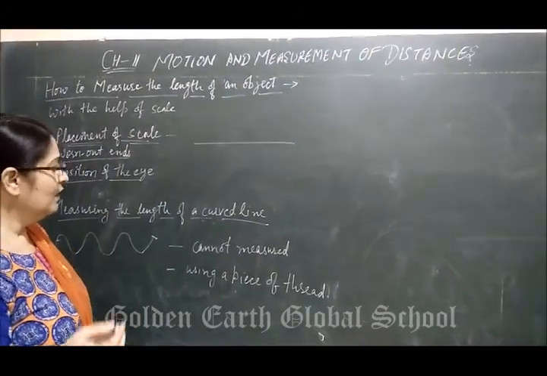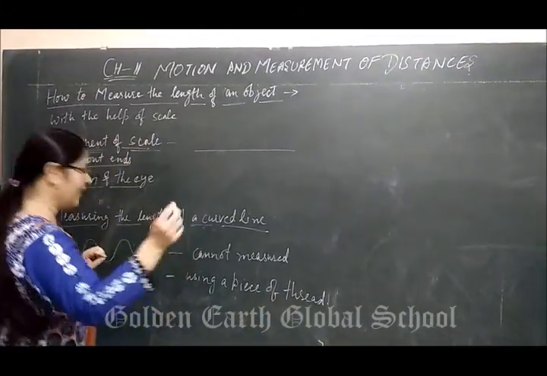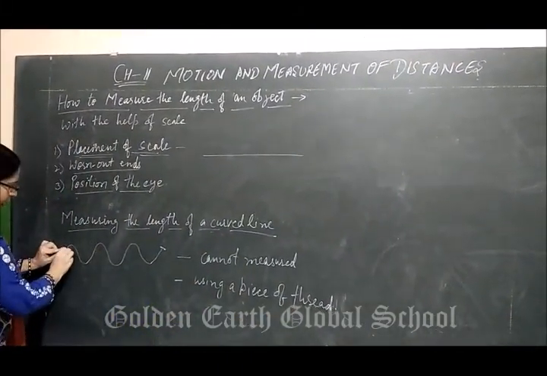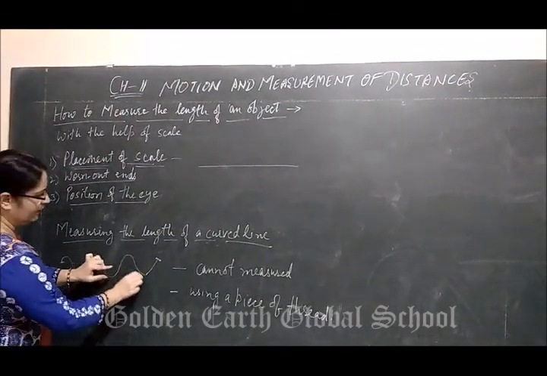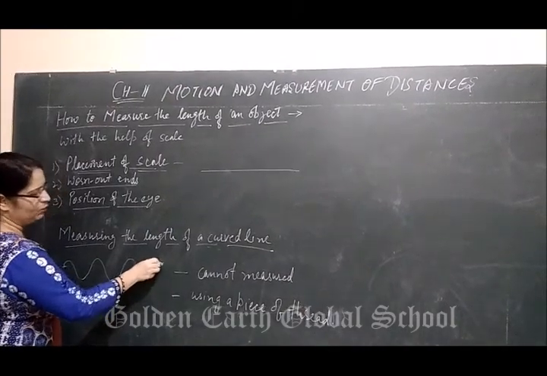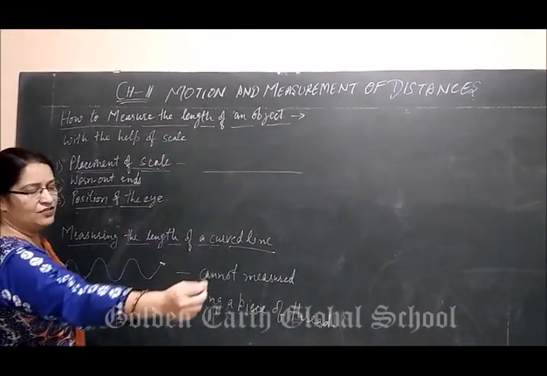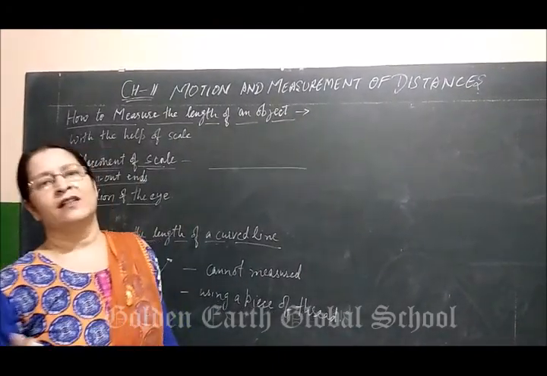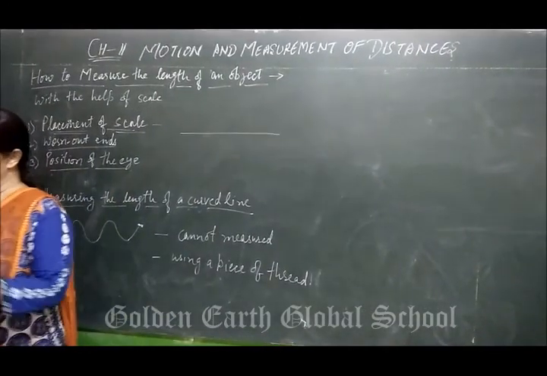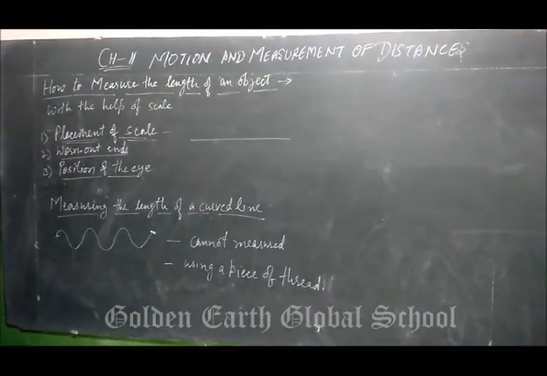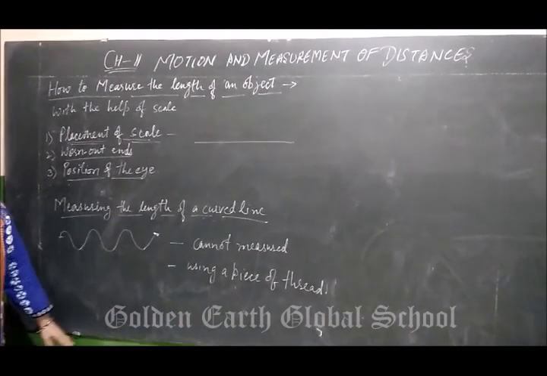We can use the thread. We can take a thread from the starting point. We can put the thread like this on it, up to this point. And then we can take the thread and stretch it. Then after stretching, we can measure the length with the help of a scale. Understood? So here we talked about the measurement of the length of a curved line.